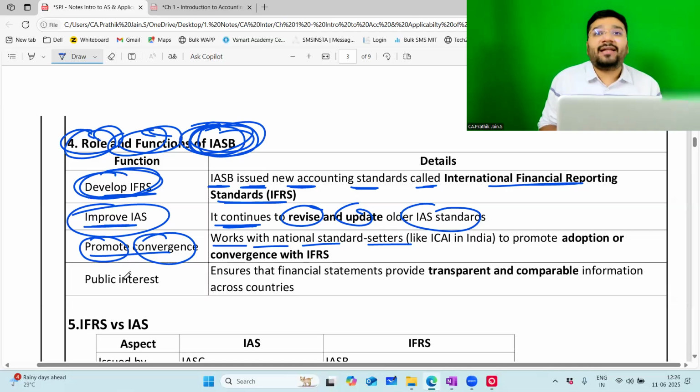So there are two strategies that countries adopted. One is the adoption strategy. One was the convergence strategy. Adoption strategy means what? Those who did not want to put their mind into the new standards to be developed adopted IFRS as it is.